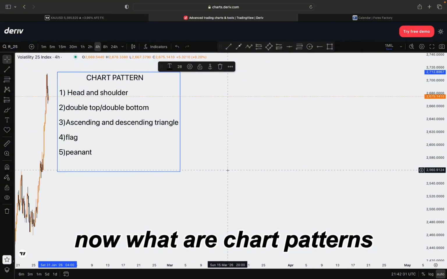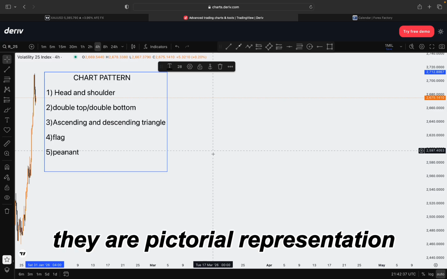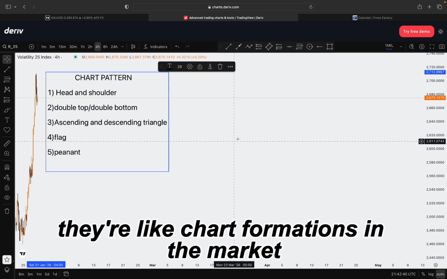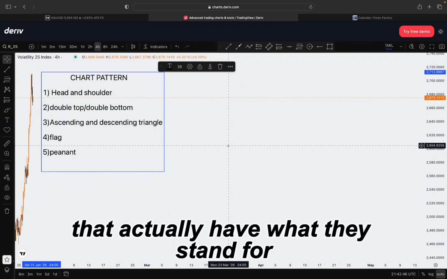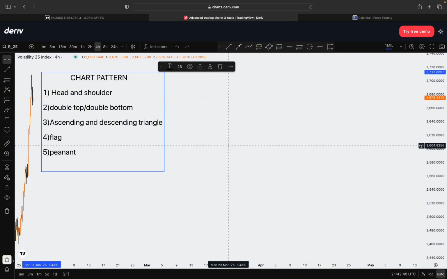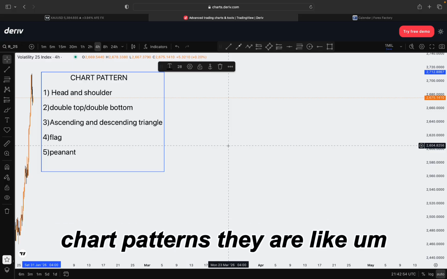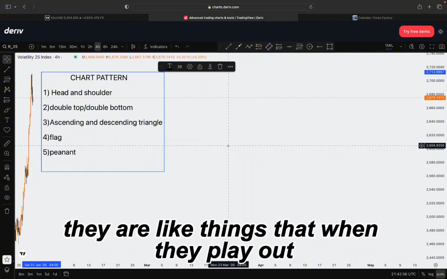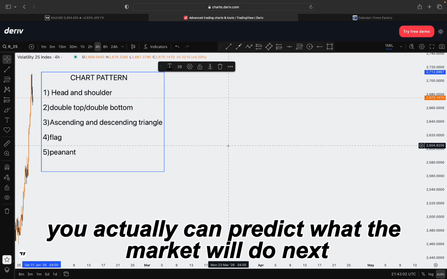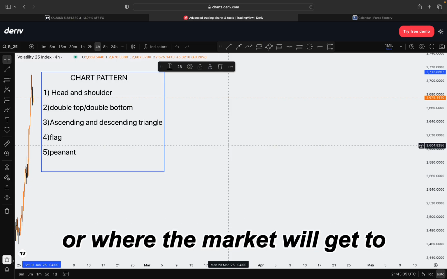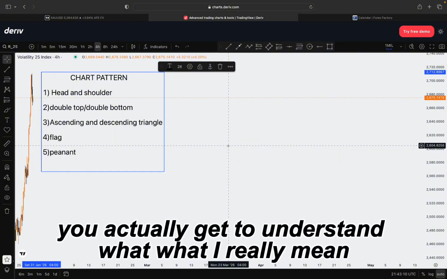Now, what are chart patterns? Chart patterns are just formations in the market, right? They're like chart formations in the market that have what they stand for. How should I explain this to simplify it? Okay. Chart patterns are like roadmaps. They are things that when they play out, it's like a map. When it plays out, you can predict what the market will do next, or where the market is heading to, or where the market will get to. Don't worry, when I start to explain the chart patterns, you will understand what I really mean.